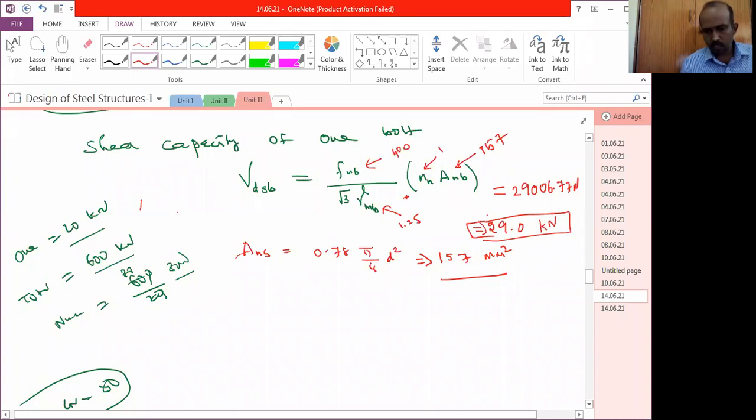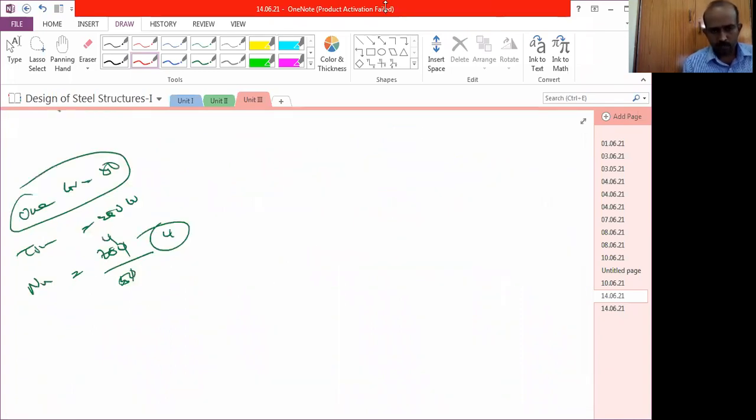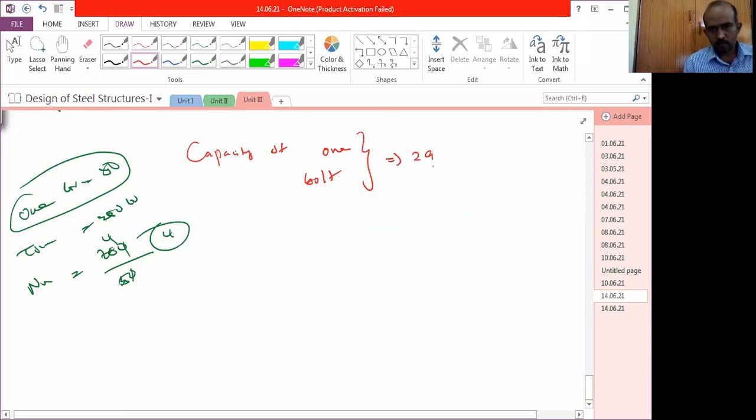This is the shear capacity, or simply you can write the capacity of the one bolt. The capacity of one bolt is equal to 29 kilonewton. Again, I am going to write the number of bolts is equal to, please take down clearly.